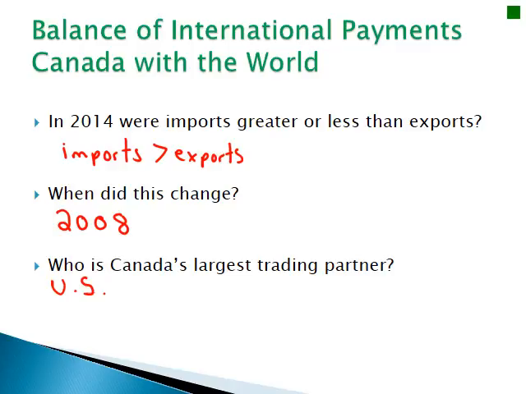So, balance of international payments with Canada and the world. We're going to look at the most current figures being in 2014, since the year 2015 is not yet over. So in 2014, were imports greater or less than exports? In class, I've provided everyone with balance of payments data from Statistics Canada, and we have information on the current account and the capital and financial account. So in 2014, we had the situation where imports exceeded exports.